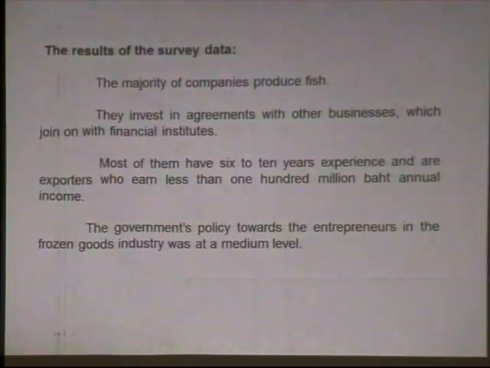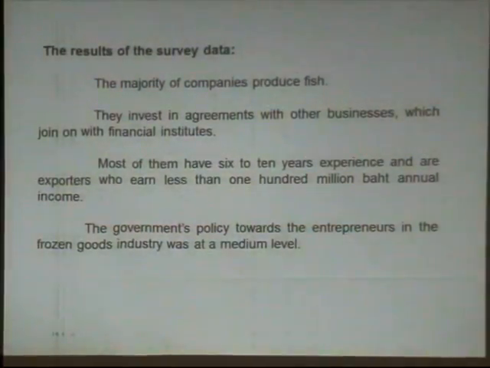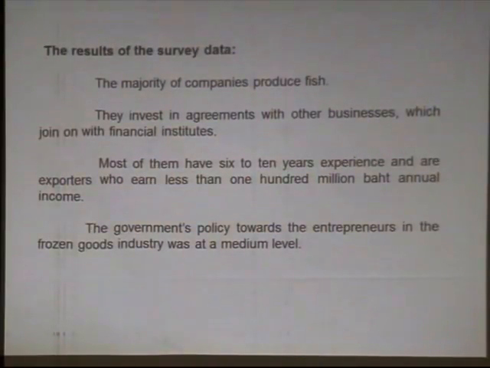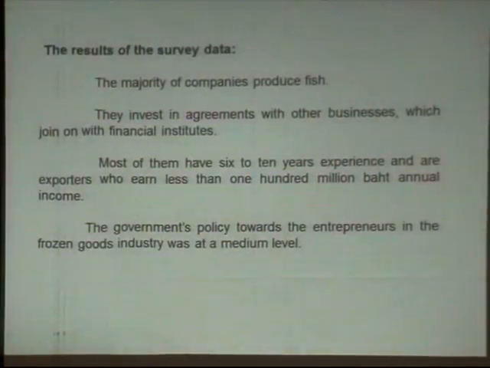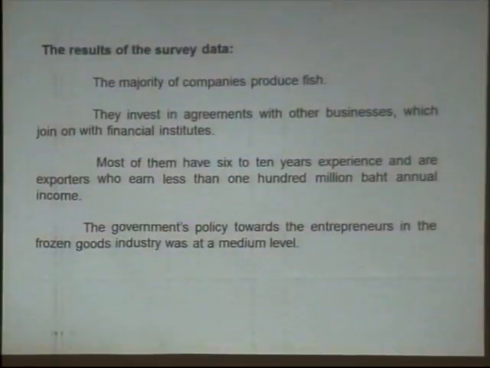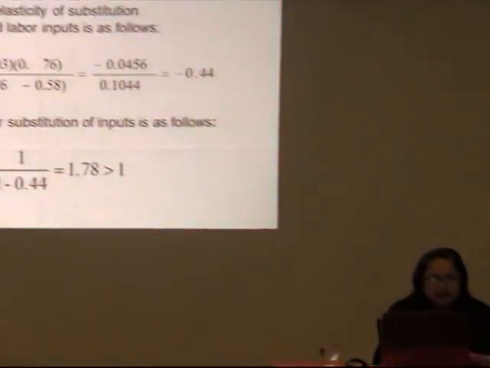From the survey data results, the majority of companies produce fish. This conforms to the reports of the Bank of Thailand, which show that frozen fish is the main export product. They invest in agreement with other businesses, with joint ventures or with financial sincerity. Most of them have 6 to 10 years of experience and are exporters earning less than 100 million baht annual income. It may be due to the decreasing demand from the world market, which changed its consumption preference from shrimp to fresh tuna.